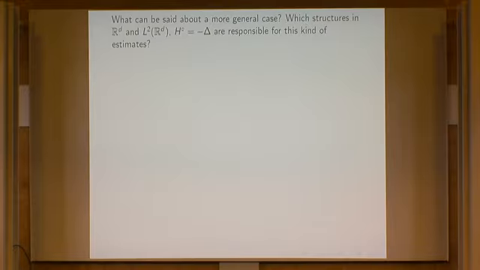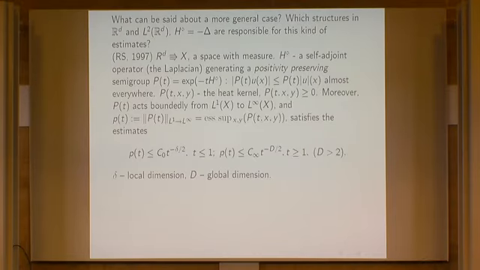So, what can be said about the more general case? Which structures in the Euclidean space, which particular properties of the Laplace operator, are responsible for this kind of estimates? Considerably later, in the late 90s, together with Solomyak, we found out that, in fact, this result is much more general than the one for the Euclidean space. So the Euclidean space R^d can be replaced by any space with measure. The operator, instead of the Laplacian, may be any self-adjoint non-negative operator. The only thing is that it must generate a positivity-preserving semigroup.